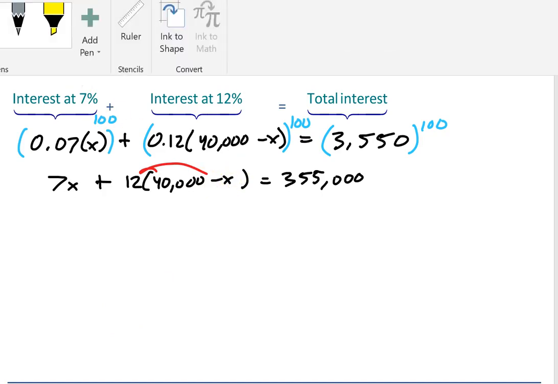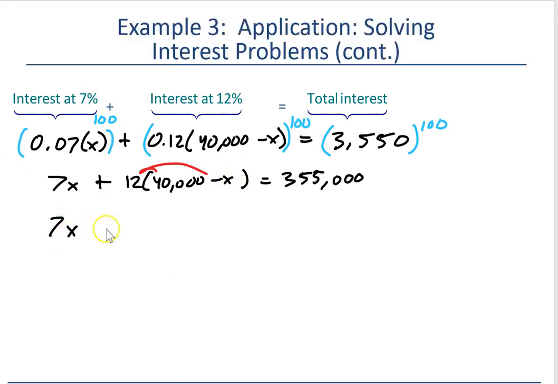So when I do that, I've got this 7x. Well, then that is going to give me plus 480,000, minus 12x, is all equal to 355,000. I can now combine my x's. So I've got 7 minus 12, that's going to give me a negative 5.